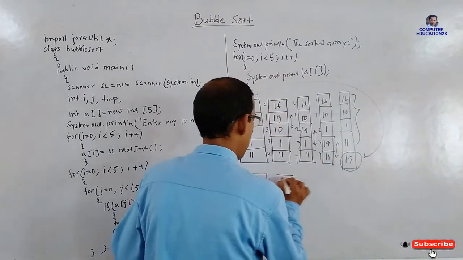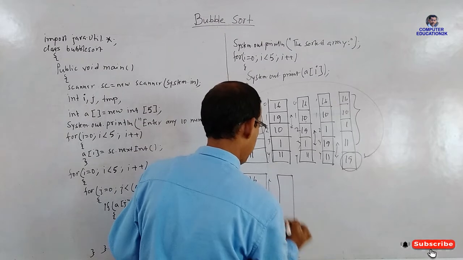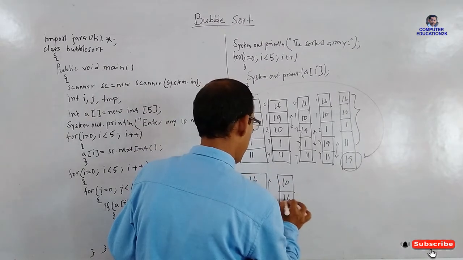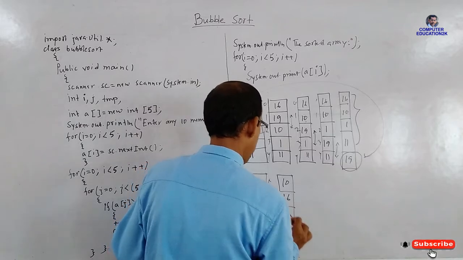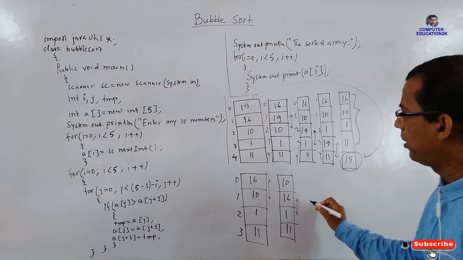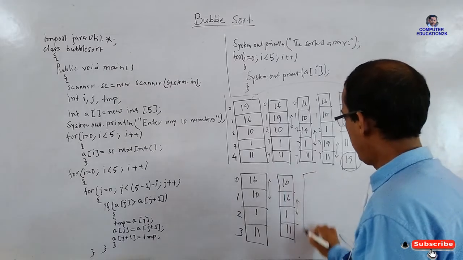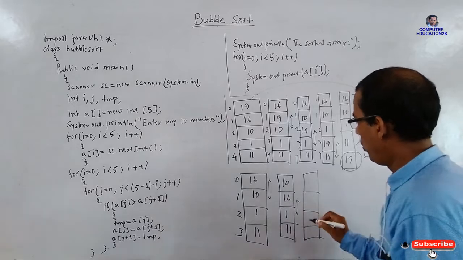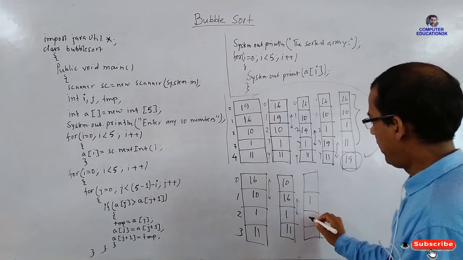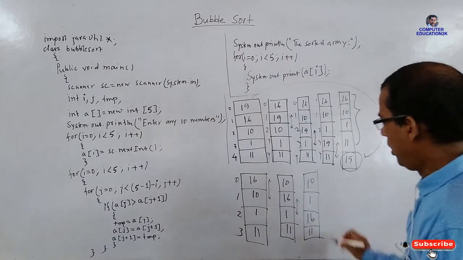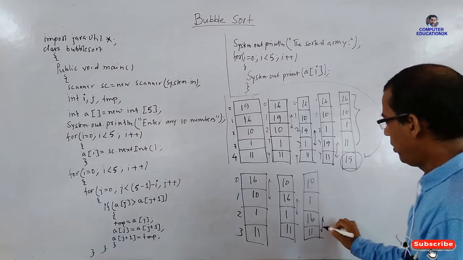So you can see 10 will go up, 16 will come down, and the other elements will remain as they are. Now these two values will be compared again. Now 1 will go up and 16 will come down, and the other elements will remain as they are. Now these two values will be compared now.